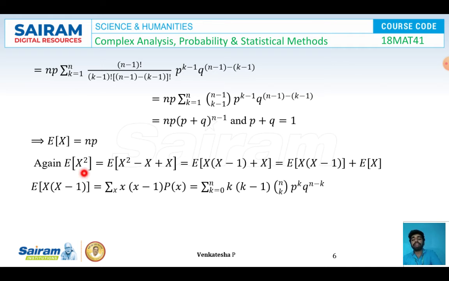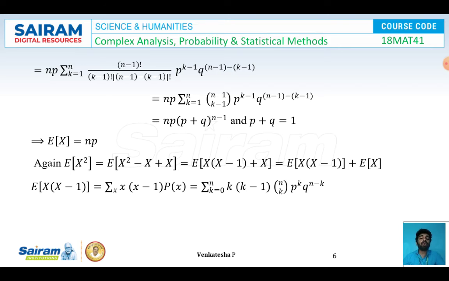So expectation of x square can be expanded like this, that is expectation of x square minus x plus x, just by adding x and subtracting x in this expression. So I got the equation like this. And from the first two terms, I am taking one x variable common factor. So I got expectation of x into x minus 1 plus x. And expanding this expectation, I got expectation of x into x minus 1 plus expectation of x.